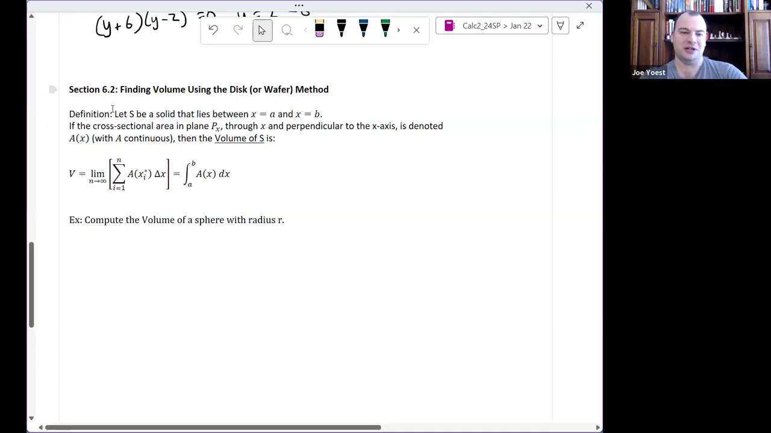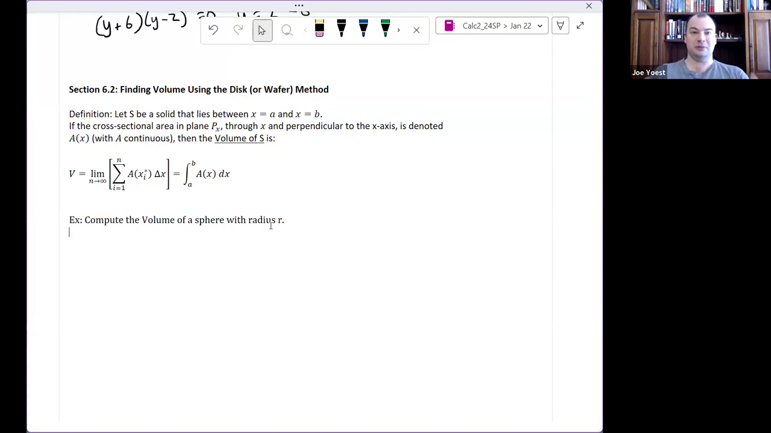Okay, so finding volumes. First, we'll start with the definition of a volume. We'll let S be a solid that lies between x equals a and x equals b, so a three-dimensional structure. And let's suppose we have a cross-sectional area.